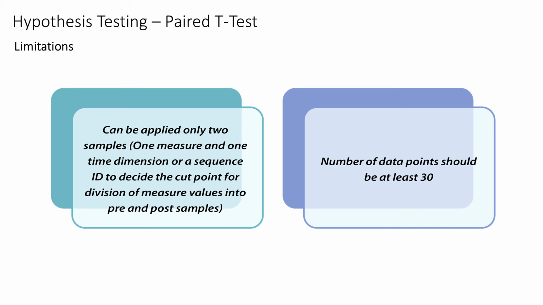The paired sample t-test can be applied on only 2 samples, 1 measure and 1 time dimension or a sequence ID, to decide the cut point for division of measure values into pre- and post-samples. To use this technique, the number of data points should be at least 30.